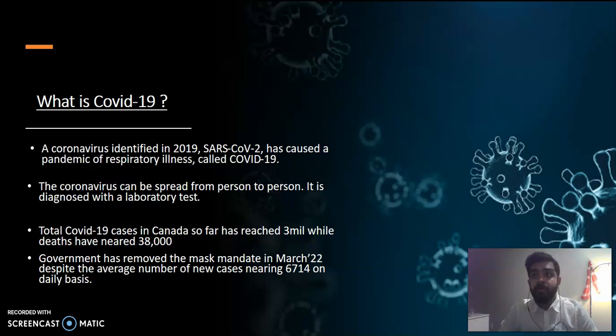Although the government has been very strict in providing the vaccines, the total COVID-19 cases in Canada so far have reached 3 million, while deaths are near 38,000. Although the topic has been a subject for like 2 years, despite that, the average number of new cases arriving in Canada is roughly 6714, and that's on a daily basis.